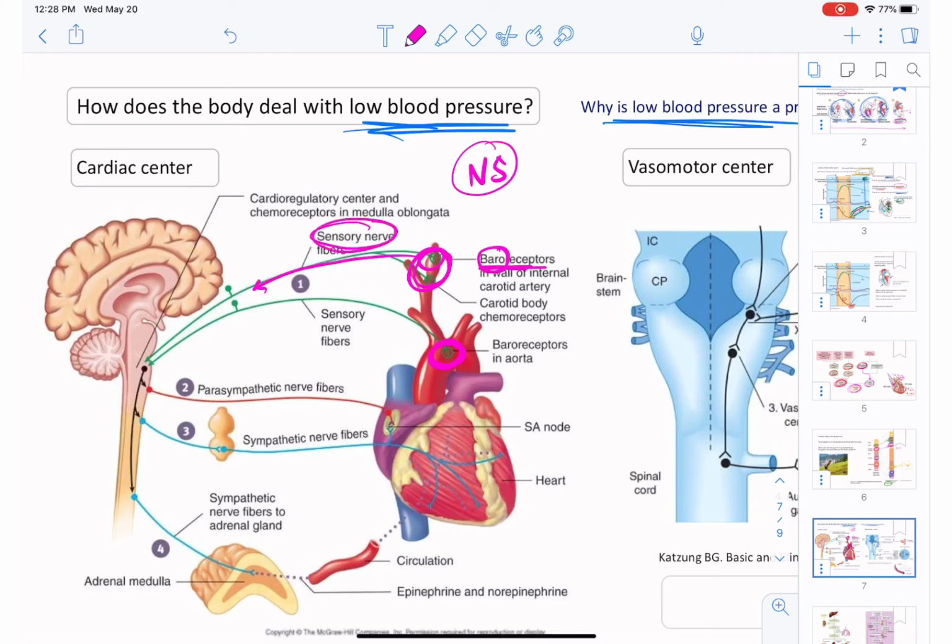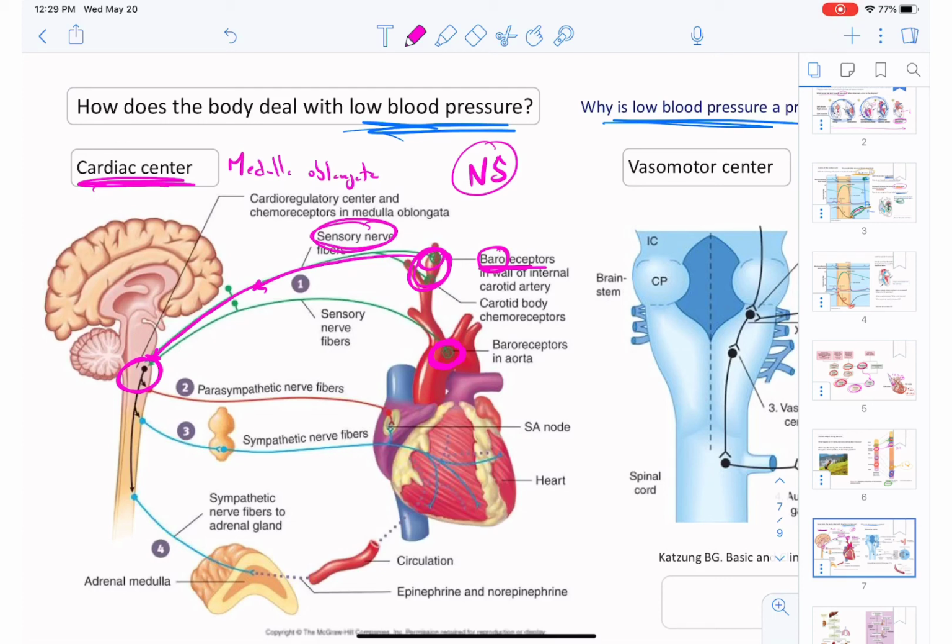So these baroreceptors send that information through sensory neurons, and where are we going to take that? We're going to take it to the central nervous system, and specifically, we're going to take it to an area called the cardiac center that is located in the medulla oblongata.